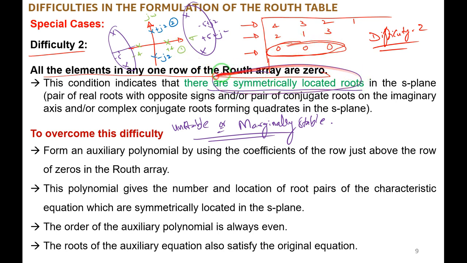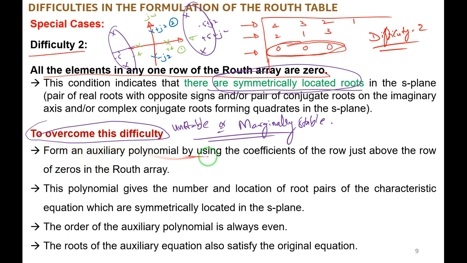symmetrically located roots. Three cases I have shown: real roots, imaginary roots, and complex conjugate roots. The roots can be like this. Okay, how to overcome this difficulty? If I just read this out, you will not understand. It is better that I solve one numerical based on this.